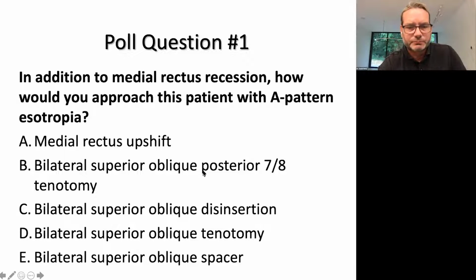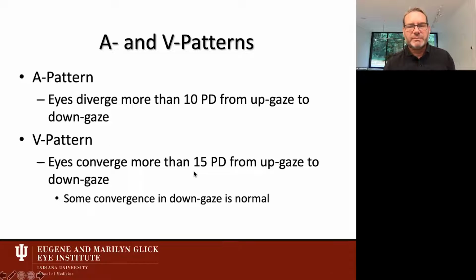But let's talk about what would lead me to pick one over the others. All right, so A and B patterns, again, this is a discrepancy between up gaze and down gaze. In A patterns, we tolerate a little less discrepancy between up gaze and down gaze. The difference to qualify for an A pattern is a 10 prism diopter difference between up gaze and down gaze. So you have more esotropia on up gaze, or you have less exotropia on up gaze.